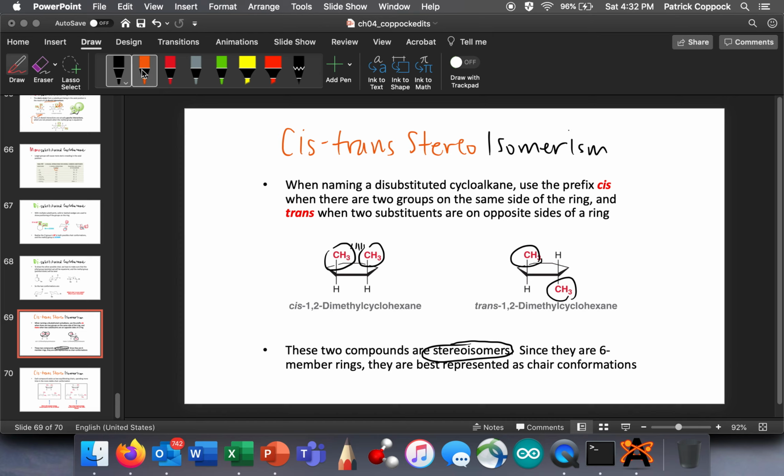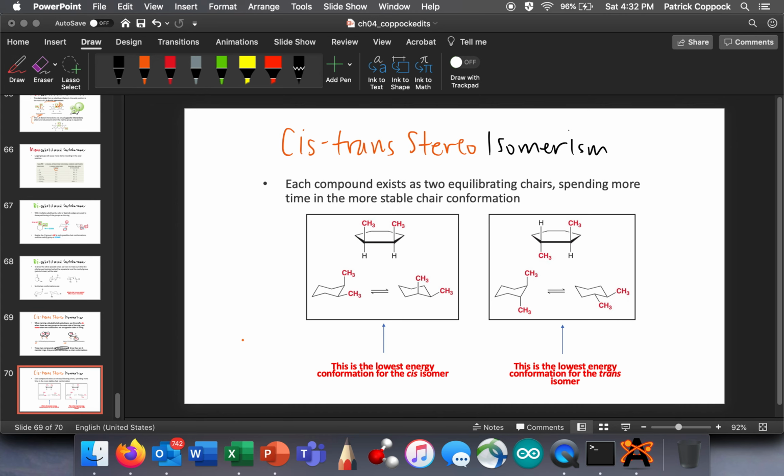But you could say, wait a second, I have a methyl group on the one carbon and a methyl group on the two carbon. But these two methyl groups cannot get as far away from each other as these two can, right? So this is called cis because they're on the same side. This is called trans because they're on the opposite side. And again, they're stereoisomers. All right.